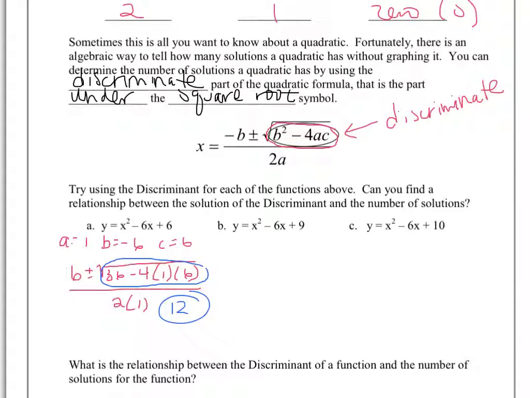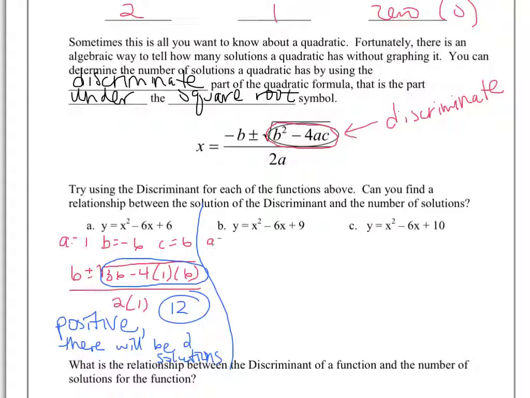Okay, so our answer is positive. Whenever you have a positive answer underneath, there will be 2 solutions. So it will cross the x-axis twice. So that's the first kind, 2 solutions, when our answer is positive. Let's try the next one.